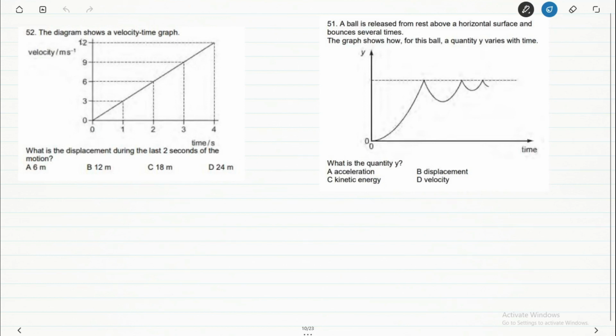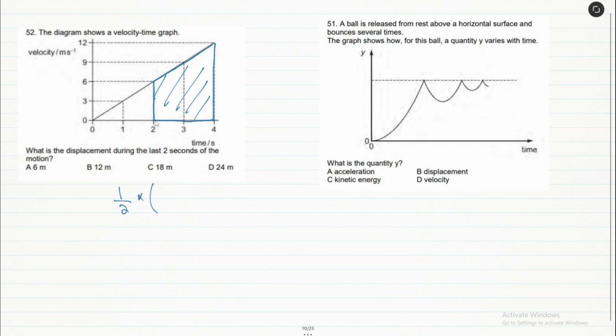The first MCQ says that the diagram shows the velocity time graph, which is this one. What is the displacement during the last 2 seconds of the motion? The displacement is the area under the velocity time graph. We have studied this. So this area is the displacement. Let's just apply the trapezium formula.